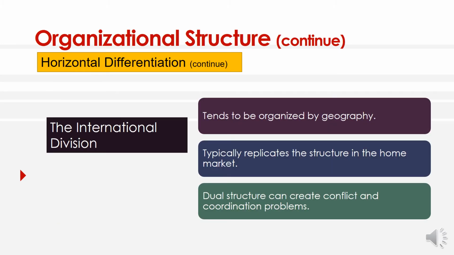Organizational structure continues. We continue on horizontal differentiation. Here we talk about the international divisions. International divisions tend to be organized by geography, typically replicating the structure in the home market. Other branches just replicate or use a similar structure to the home market. Dual structure can create conflicts and coordination problems. They just replicate because they try to avoid conflict if they have a different kind of structure from their home country, so they can avoid these coordination problems.